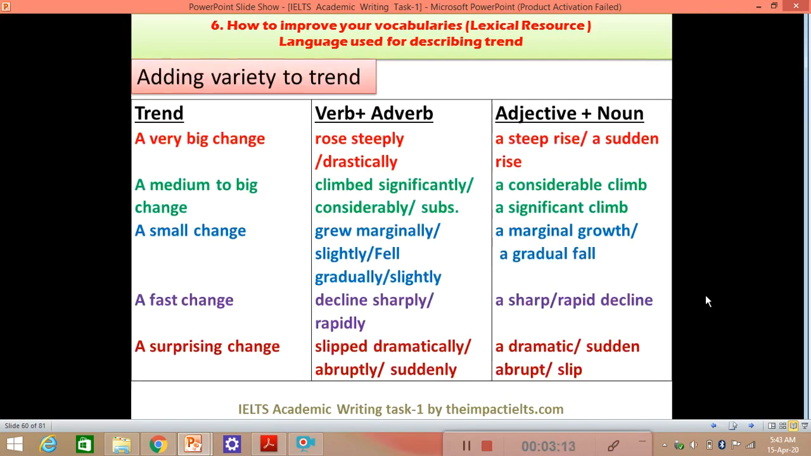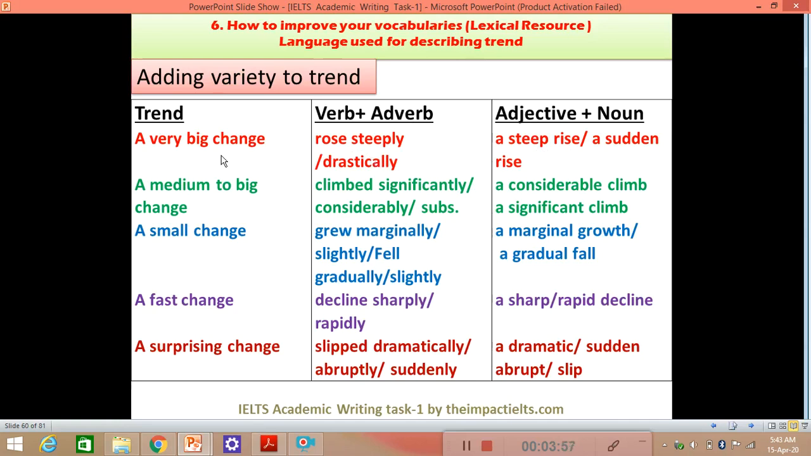Let's see the variety of trend now, how we can really use it. So, a very big change. I was just talking about how you use the adjective and verb, right? So it's a very big change. Instead of that, you can say rose steeply, verb and adverb, or drastically. Instead, you can also say it was a steep rise, or it was a sudden rise, or it rose steeply. So this combination is always there. That will add variety to your writing. You always have to try to use variety rather than using the same grammatical or vocabulary patterns. It will attract less band score.